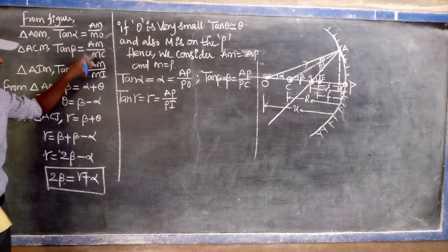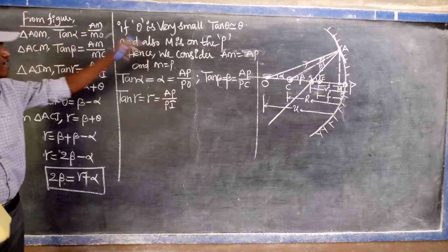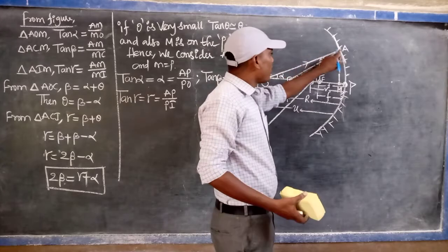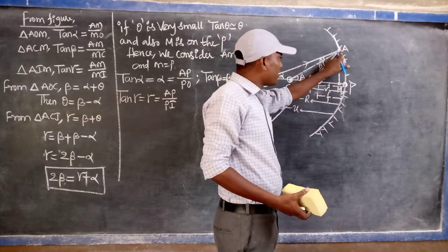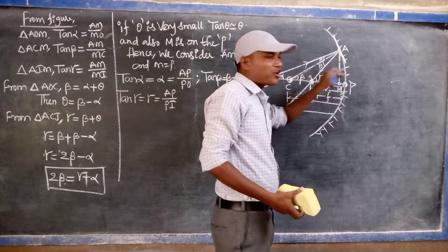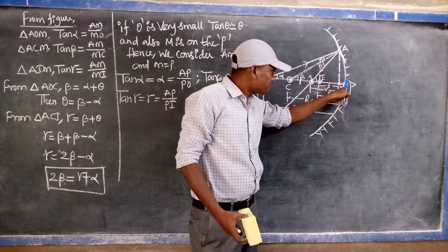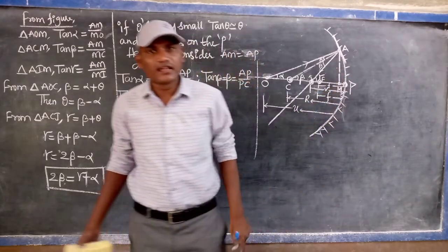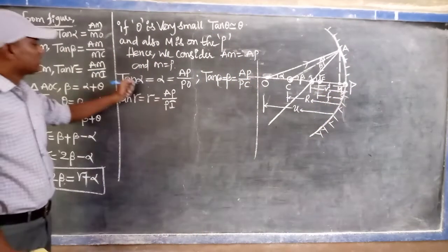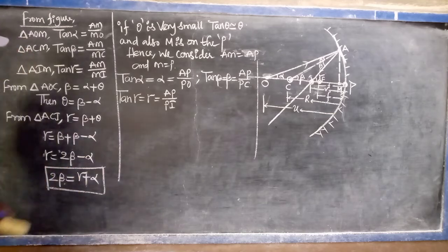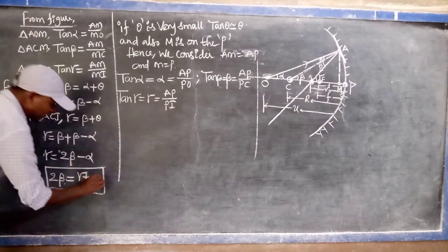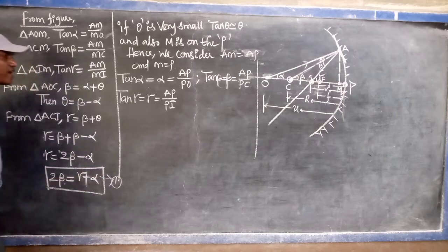In the place of M we can write P and in the place of AM we can write AP. Why? Because if the angle is small, the incident ray will fall at point A, but this point A is very near to the point P. That's why when you draw the perpendicular line onto the principal axis, M exactly coincides with P. Now we know the formula: 2 beta is equal to gamma plus alpha. It is equation number 1.